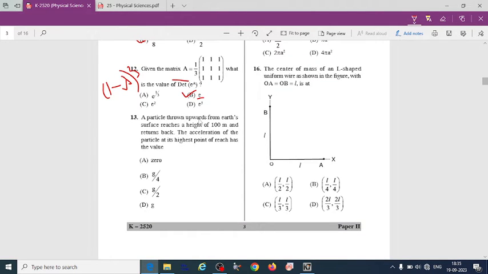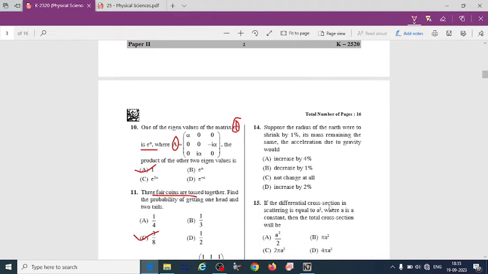A particle thrown upward from Earth's surface reaches a height of 100 meter and returns back. The acceleration of the particle at its highest point of reach, H as highest point of reach, has the value option D, particle thrown upward from Earth's surface.